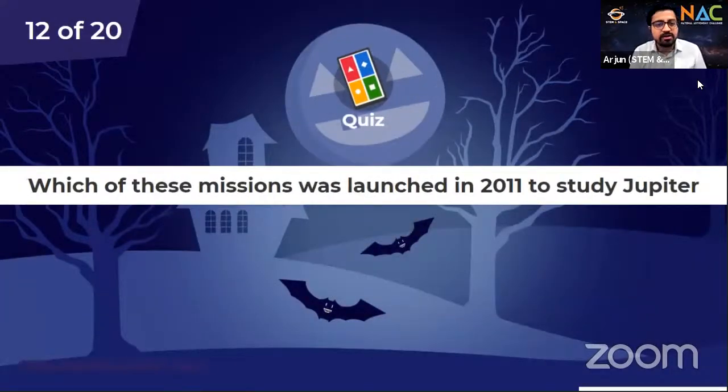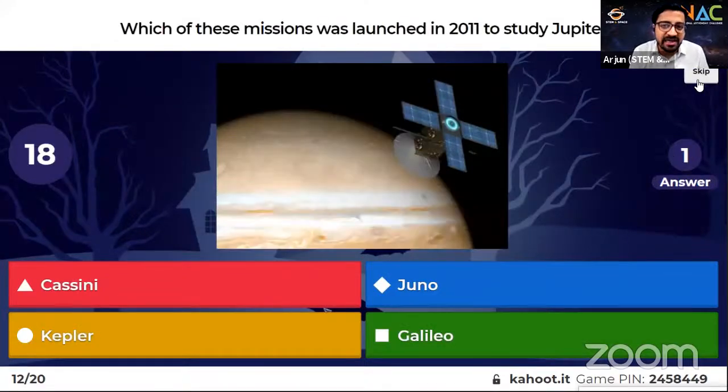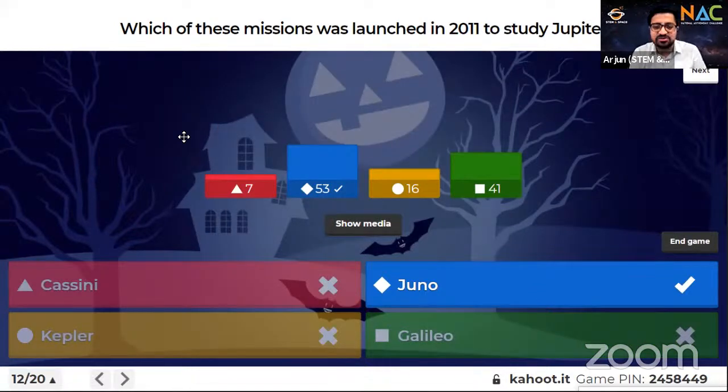Question number 12. Which of these missions was launched in 2011 to study Jupiter? Which of the following missions was sent to study Jupiter? Was it Cassini? Was it Juno? Was it Kepler? Or was it Galileo? What was the name of the mission which was sent in 2011 to study Jupiter?